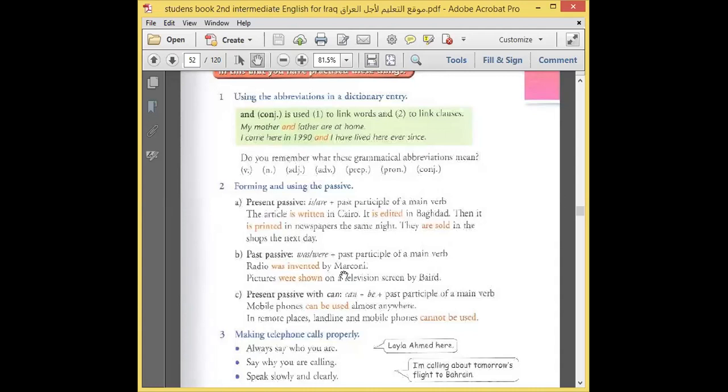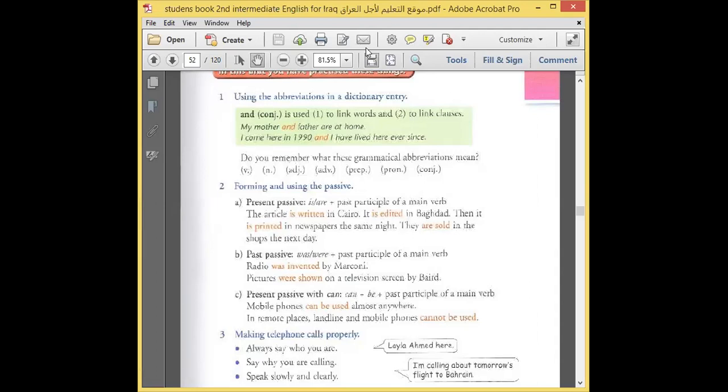So why and when do we use the passive voice? Sometimes we use the passive voice because we don't know or we do not want to express who performed the action, right? So now, how to form it? The passive voice is composed of two elements: the appropriate form of the verb to be plus the past participle.